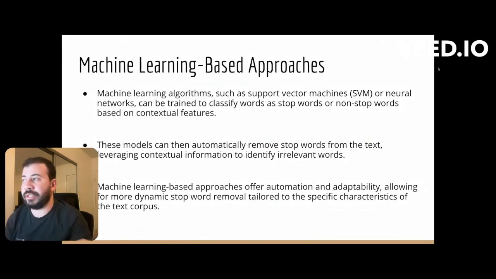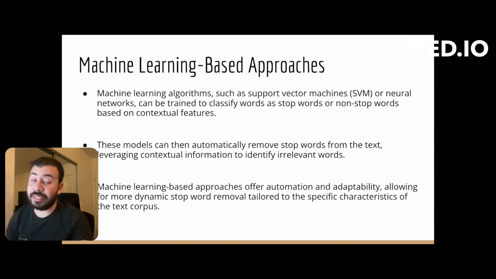And last but not least important, we have the machine learning based approaches, where support vector machines or neural networks can be trained to classify words as stop words or non-stop words based on contextual features. So these models can then automatically remove stop words from the text, leveraging contextual information to identify irrelevant words. That's the smartest way to do this, where you have some vector machines or neural networks analyzing your text and seeing what are stop words or not. So this can be a little bit more effective.